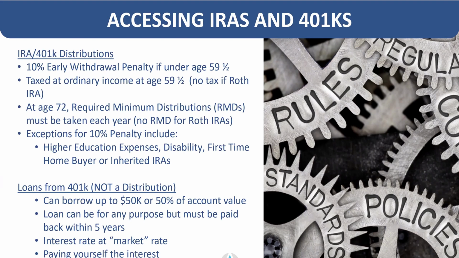If you're under 59.5, there are some exceptions to the 10% penalty if you're using it for higher education expenses or as a first-time home buyer. If you inherit an IRA from another person, even if you're under 59.5, you can start taking distributions out of that account without the 10% penalty, although it still may be included in income tax, depending on what type of account it is.